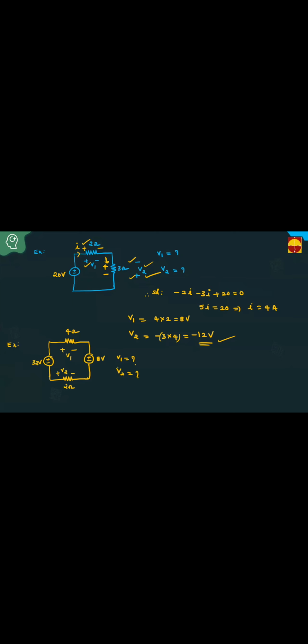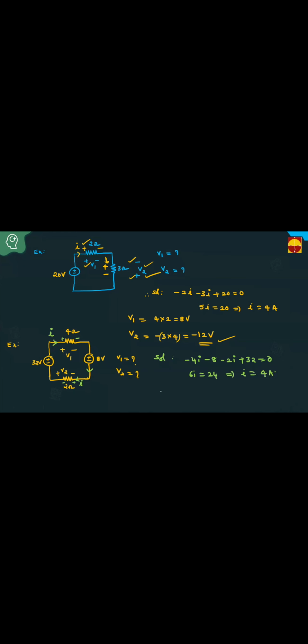Take the current. Any direction you take, no problem. This I take as I. Then apply KVL. Minus 4I. Minus 8, positive to negative. Plus 2I. Plus 32. Equal to 0. Minus 4I, according to current direction, this is plus minus. This is minus 2, positive to negative, minus 2. I am taking according to current direction. This is 6I plus 24. That is 6I equal 24. I equal to 4 amperes.